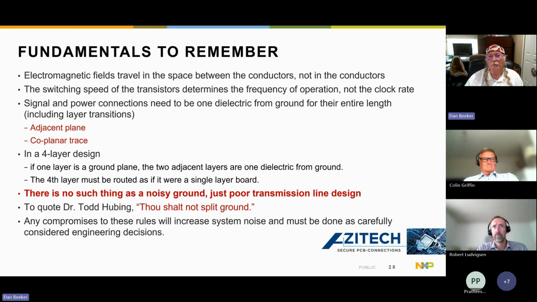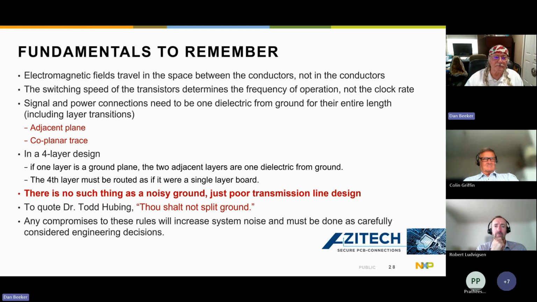All signals need to have a goal: the signal conductors need to be one dielectric away from ground. And ground is the continuous conductor that goes from the power supply to the load. Next to that is the continuous dielectric. So two of the three elements are already predefined in your designs. The only thing you have left is to design the switching conductor that goes into and out of ICs and connects these transmission lines. It can be the adjacent plane, which is the best, or if you don't have a ground plane, you have to use coplanar ground.